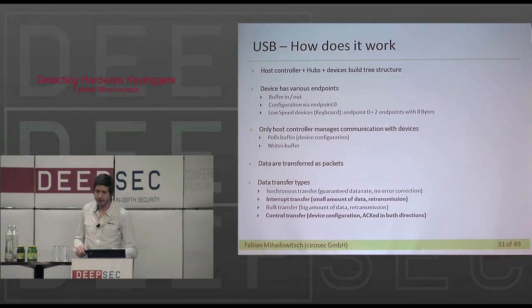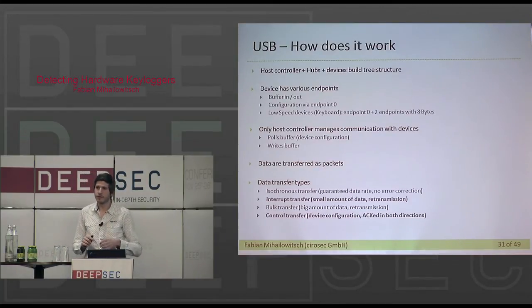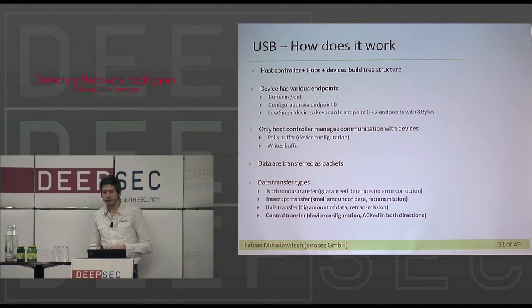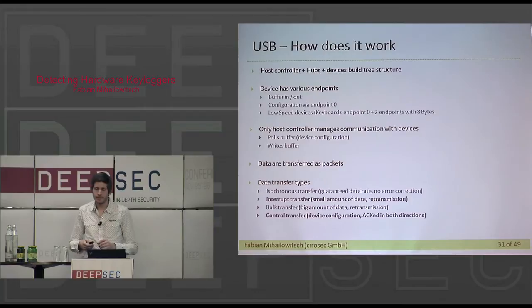Interrupt transfer is used once a key is pressed and it is sent to the system. It is used for a small amount of data, and retransmission is supported by USB. Once a packet is lost or anything happens, it is retransmitted 3 times. Then you have the control transfer, which is used to set or get the device configuration. And the cool thing about it, as we will see later, is that it is acknowledged in both directions.